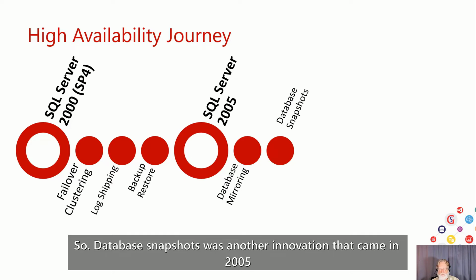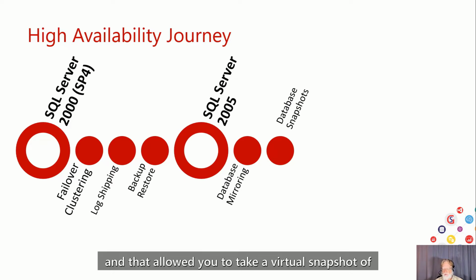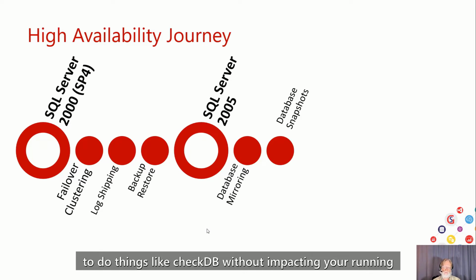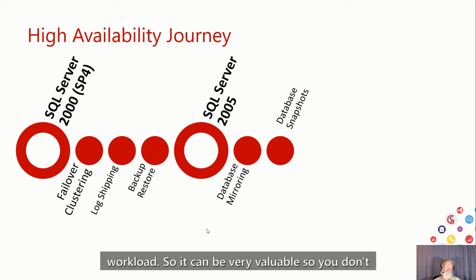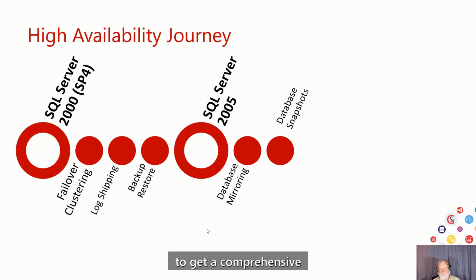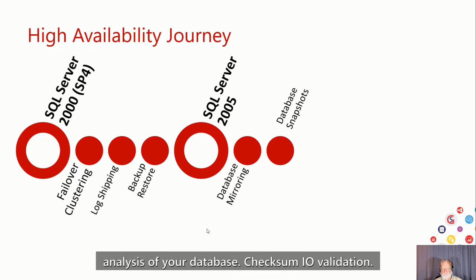Database snapshots was another innovation that came in 2005, and that allowed you to take a virtual snapshot of a database, and we would use sparse files to just collect the differences for the life of the snapshot. What that gave you is a static image of the database. So it looked like the database was unchanging for that time period that the snapshot existed. That allows you to do things like check DB without impacting your running workload. So it can be very valuable. You don't have to freeze the state of the database in order to get a comprehensive analysis of your database.